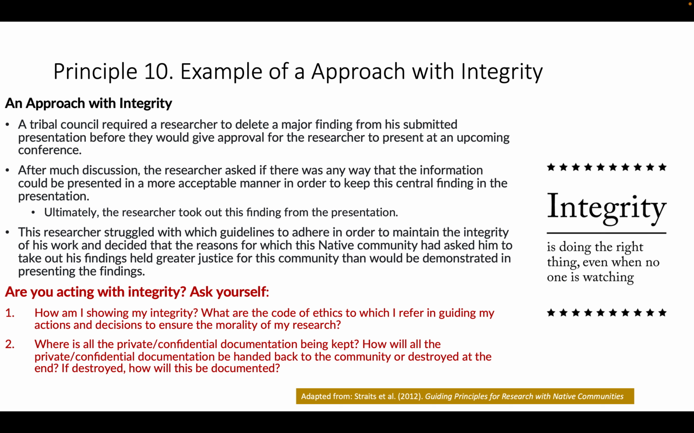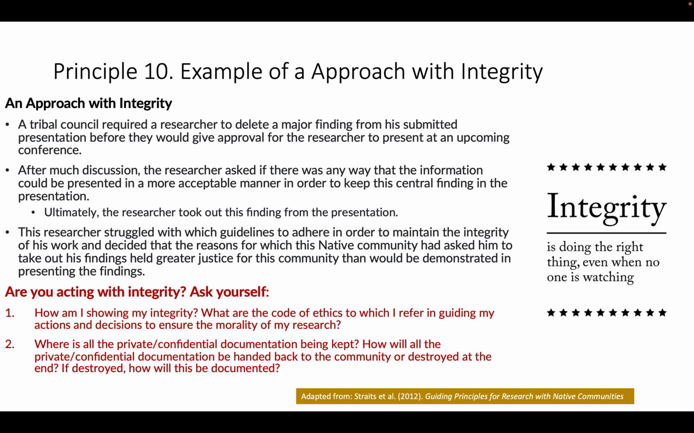So this is an example. A tribal council required a researcher to delete a major finding from his submitted presentation before they would give approval for the researcher to present at an upcoming conference. After much discussion, the researcher asked if there was any way that the information could be presented in a more acceptable manner in order to keep this central finding in the presentation. Ultimately, the researcher took out this finding from the presentation.